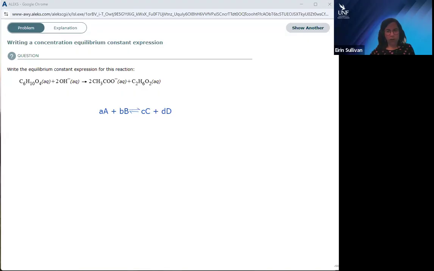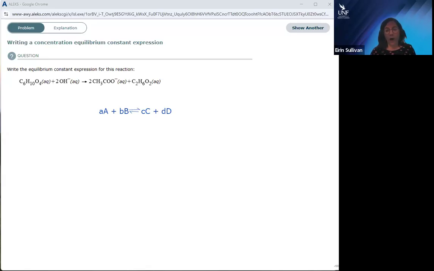Writing a concentration equilibrium constant expression. So the key to writing equilibrium constant expressions is that you are essentially going to take the concentrations of each of your products raised to the power of their stoichiometric coefficient in the balanced chemical equation and divide by the concentration of each of your reactants, each raised to the power of their stoichiometric coefficient.